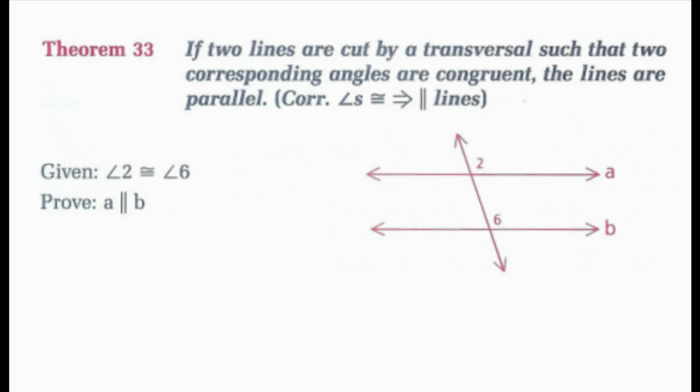Now, if we show corresponding angles congruent, then we'll have parallel lines. So if two lines are cut by a transversal such that two corresponding angles are congruent, the lines are parallel. In proofs, we could say corresponding angles congruent, then we have parallel lines.